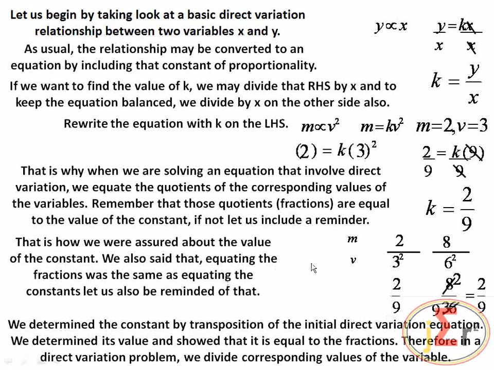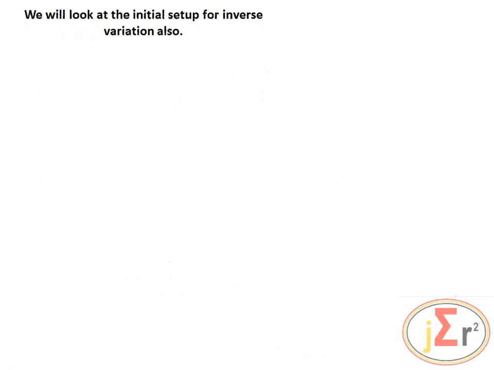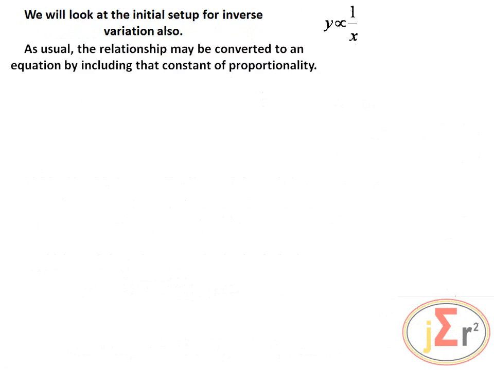Whereas for an inverse variation problem, we multiply. We will look at the initial setup for an inverse variation problem also. So there we have the initial setup, and no doubt equating by including that constant.